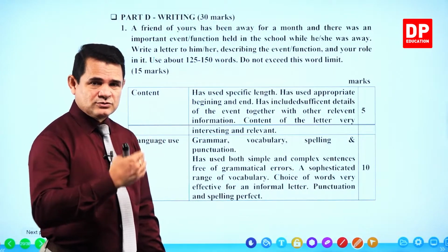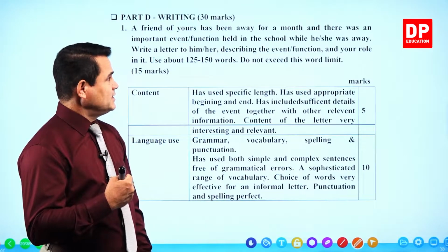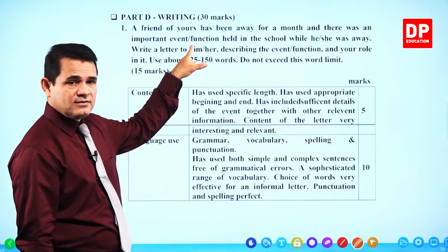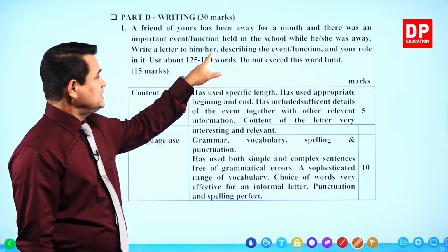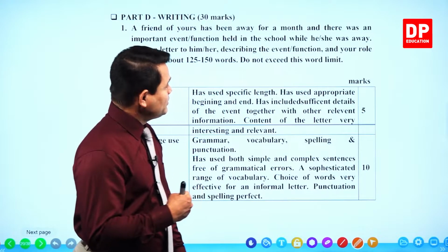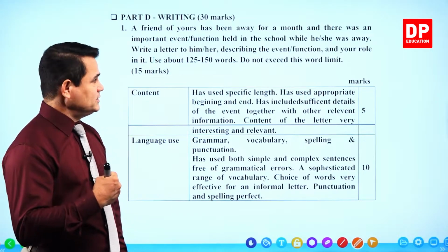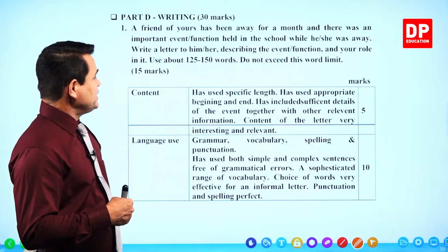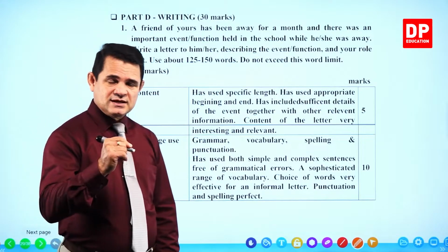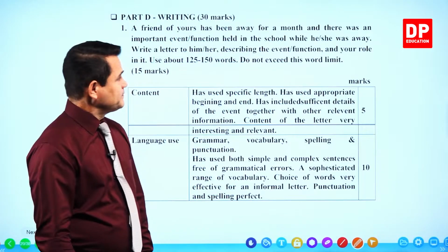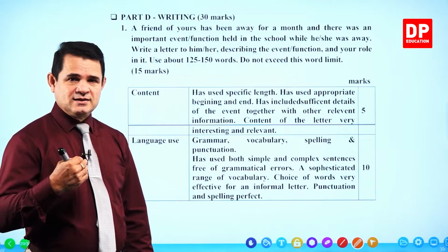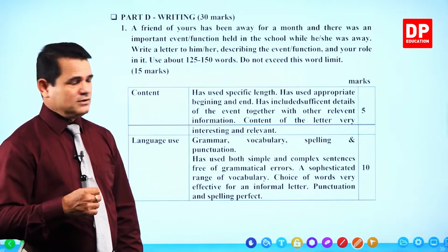මාසයක් විතර ඉස්කෝලේ ඇවිල්ලා නැතුව මොකක් හරි හේතුවක් නිසා, and during that time ඒ කාලය තුල there was an important event. වැදගත් event එකක් එක්ක function එකක් held in the school. පාසලේ පැවැත්වෙලා තියෙනවා. While he or she was away. එයායි නැති කාලය තුල. Write a letter to him or her including the event. නම් එයාට මේ විස්තර ලියලා ලියුමක් ලියන්න. Or function and your role in it. ඔයා මොකක්ද ඒකේ කරේ? In that function, what was your role?